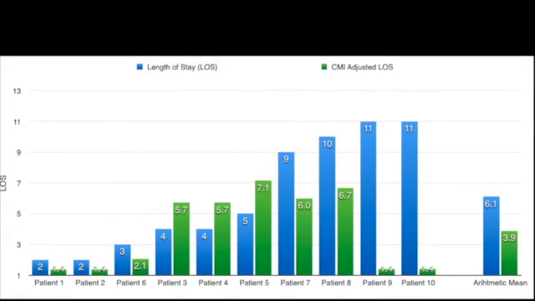So this is a chart of both the observed length of stay and the CMI adjusted length of stay. And you can see what it does. It kind of flattens it out and equalizes everybody. So if the weight is higher, the CMI adjusted length of stay goes down. And if the weight is lower, the CMI adjusted length of stay goes up.